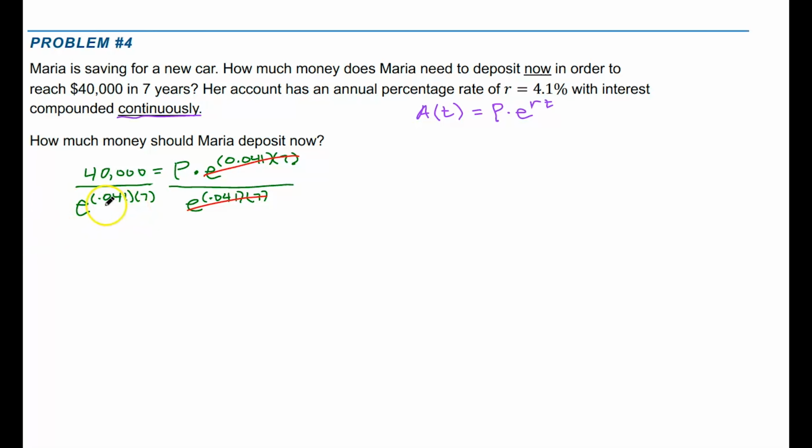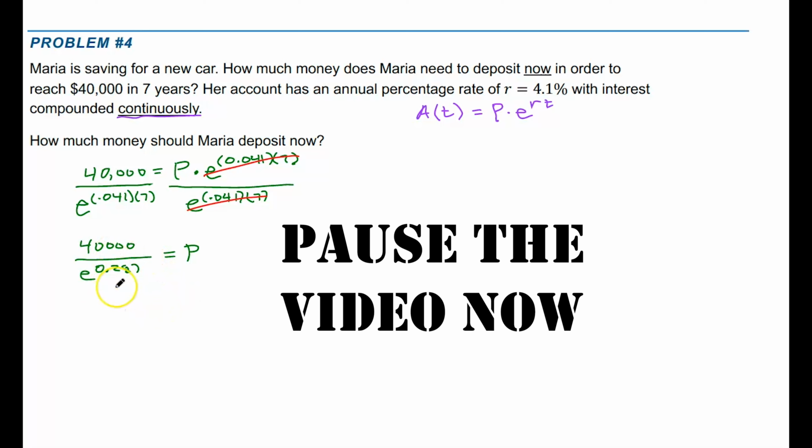And so now let's figure out what 0.041 times 7 is. So we'll have 40,000 divided by e to the, when we multiply those together, we get 0.287 as our power. And that will tell us what P is. So go ahead and pause the video, put that in your calculator, see what you come up with.